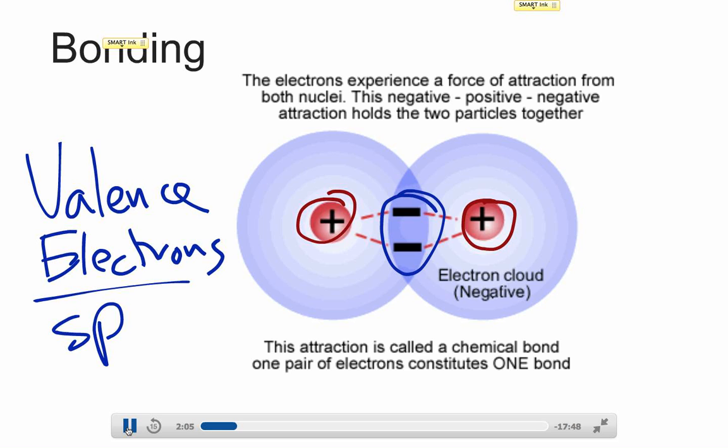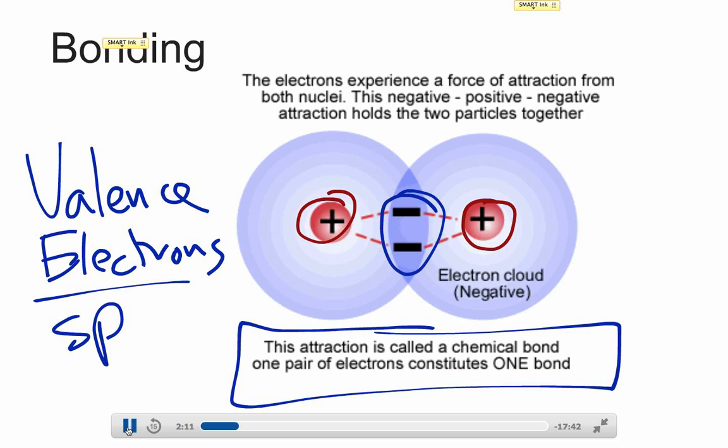When there's an attractive force on those, it's from the nuclei of an opposite atom. So there's an atom attracting its electrons. When we have a pair of electrons that's being attracted by 2 different nuclei, that is called a chemical bond. That attraction is a chemical bond. And 1 pair of electrons being attracted constitutes 1 chemical bond. Let's just leave it at that right now. We'll get specific as we go forward.